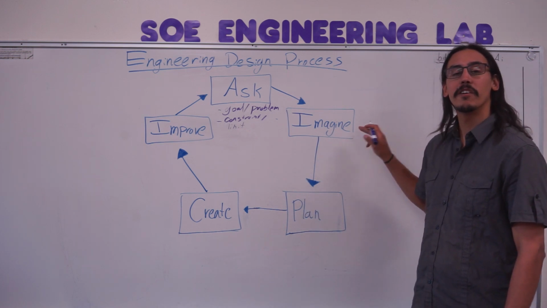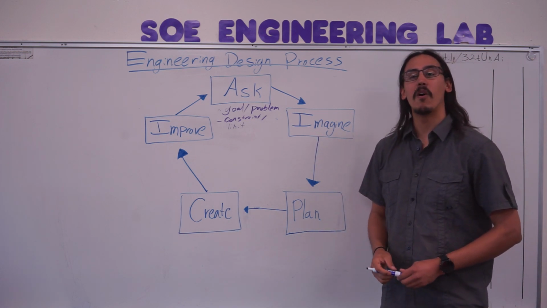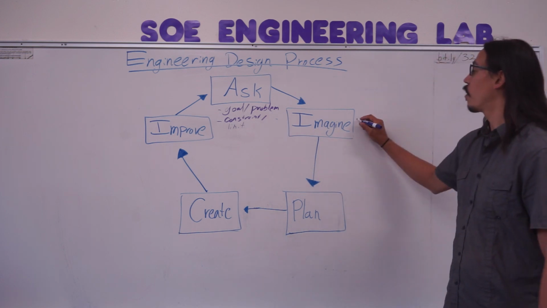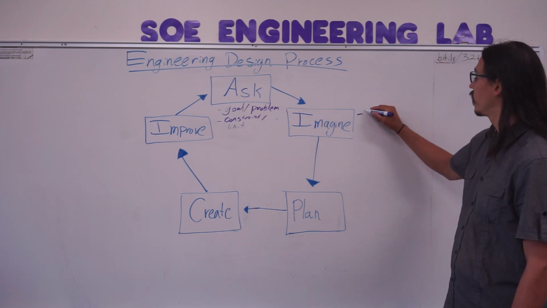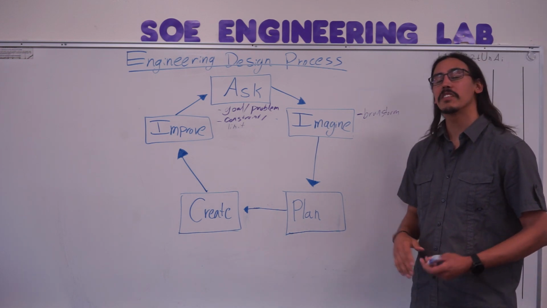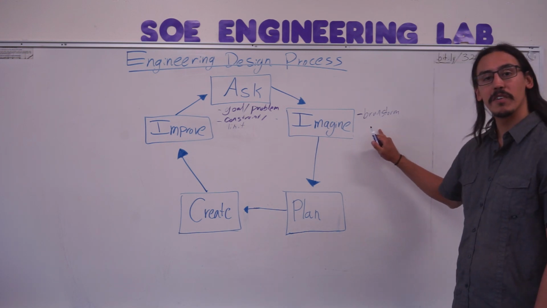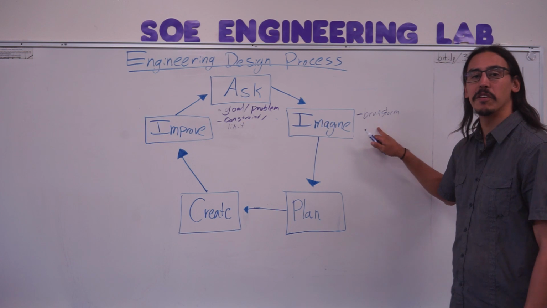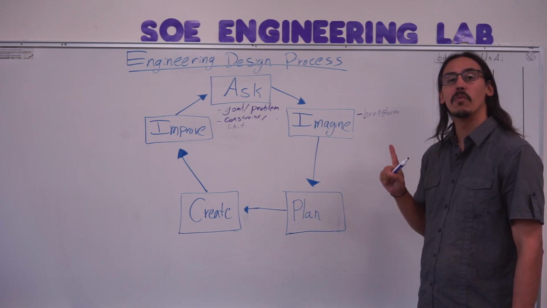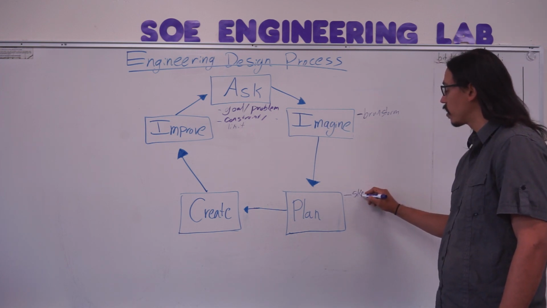imagine. So here engineers are going to imagine, just picture and think about all the different ways that you could solve this. So this is a process called brainstorming. And during the brainstorm, you kind of just keep every possible idea. Once you have a whole list of ideas, you might have like 20 or 30 of these, then you move on to planning.